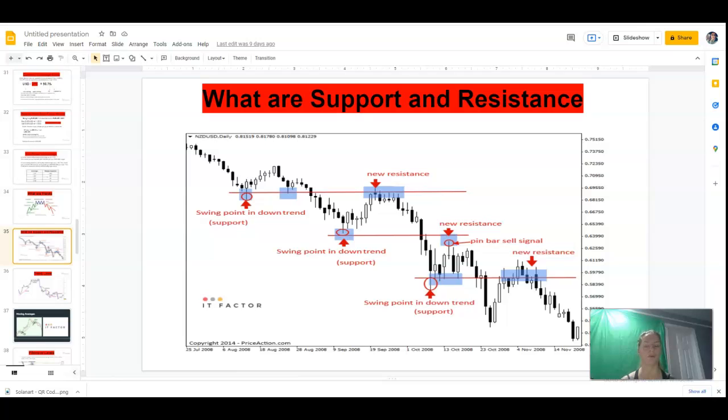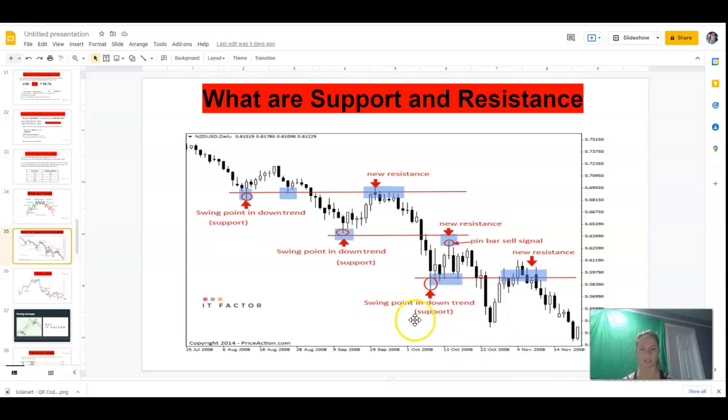I look at support and resistance as a ceiling and a floor. That is the best way that you can understand what support and resistance really is. So when the market reaches the ceiling, it will react, okay? Or if it breaks that ceiling, that means it has now become a support. Resistance can become support, and support can become resistance.